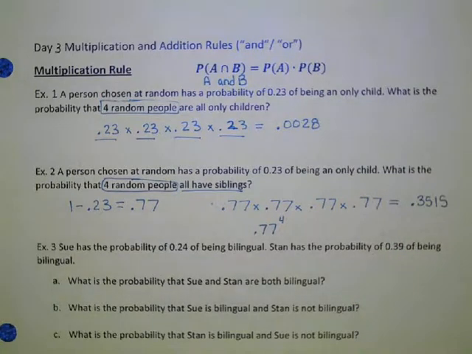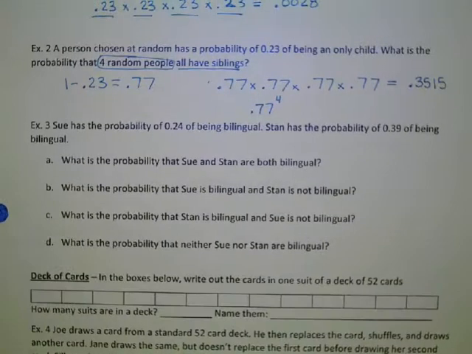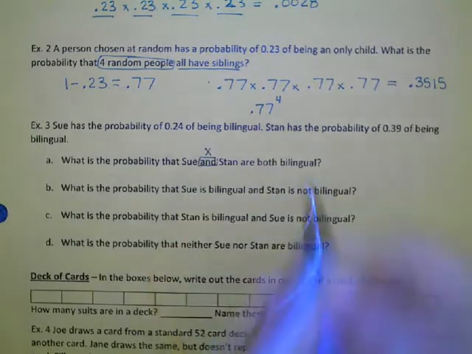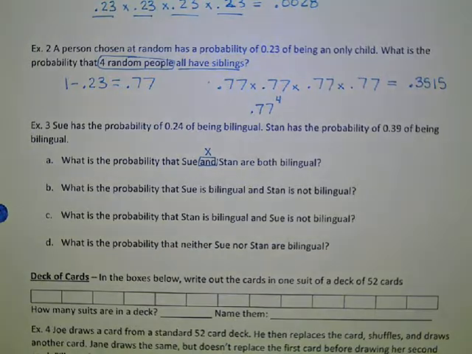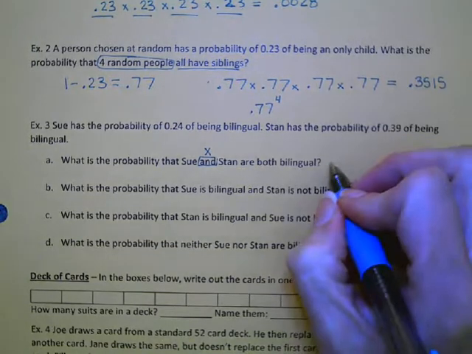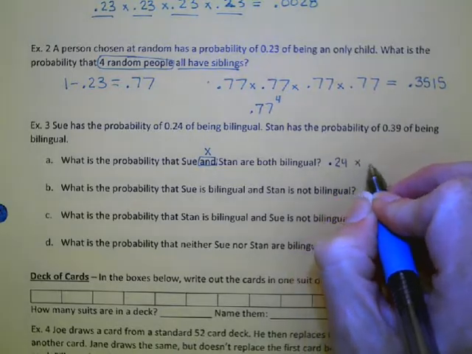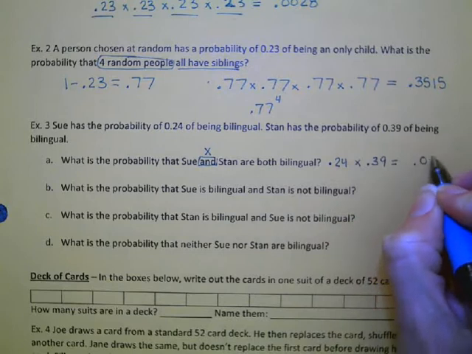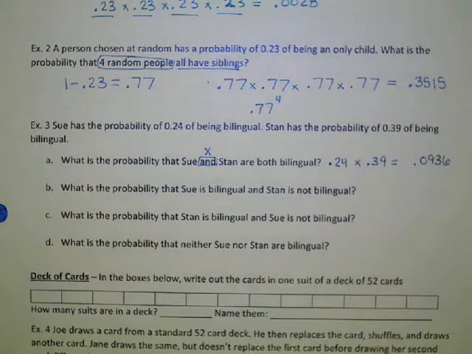Alright, so kind of similar to what we just did, I would say we could pause the video and try these. Sue has a probability of 0.24 of being bilingual. Stan has a probability of 0.39 of being bilingual. What's the probability that Sue and Stan are both bilingual? And notice this one has the word and. So and means we're going to multiply these probabilities together. So Sue would be 0.24 times 0.39 for Stan, and you get 0.0936 that they are both bilingual.